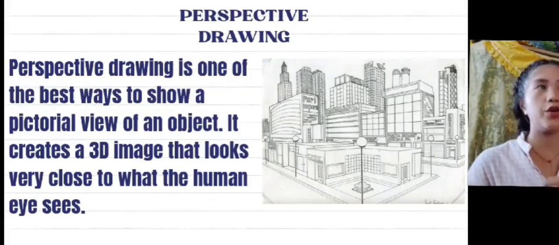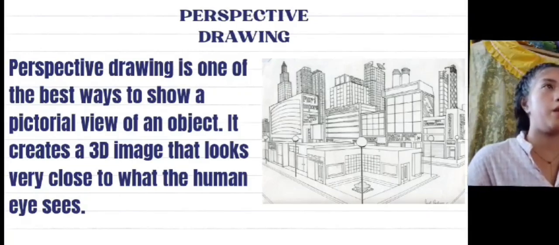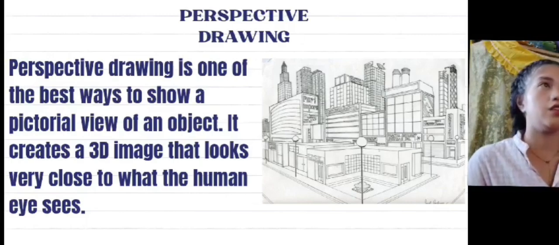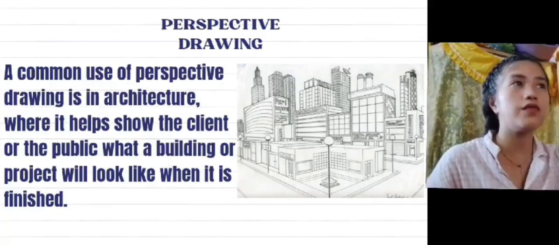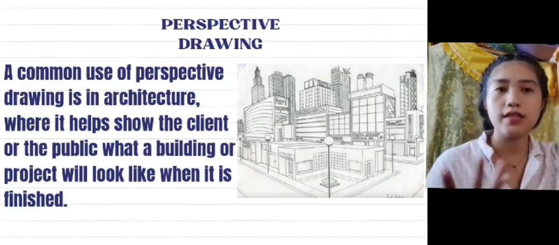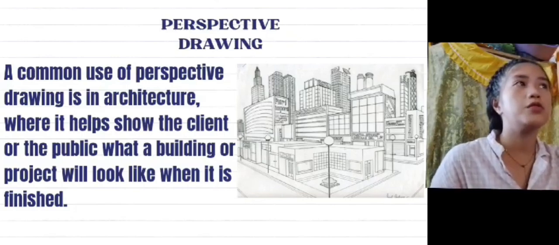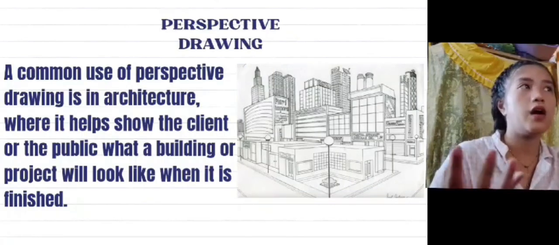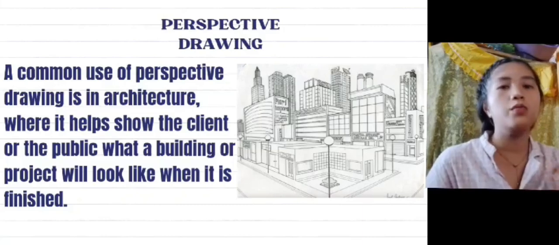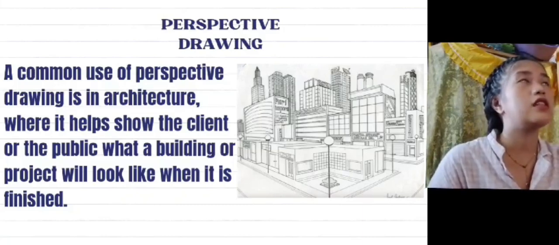Next, we have the perspective drawing. A perspective drawing is one of the best ways to show a pictorial view of an object. It creates a 3D image that looks very close to what the human eye sees. A common use of perspective drawing is in architecture, where it helps show the client or the public what a building or project will look like when it is finished.